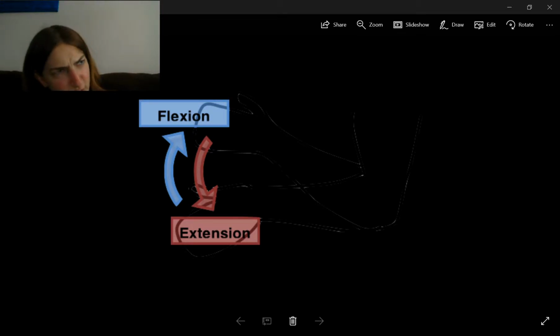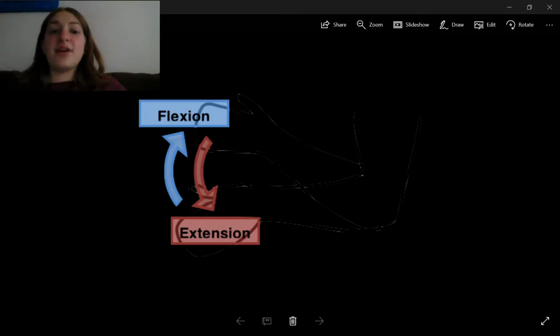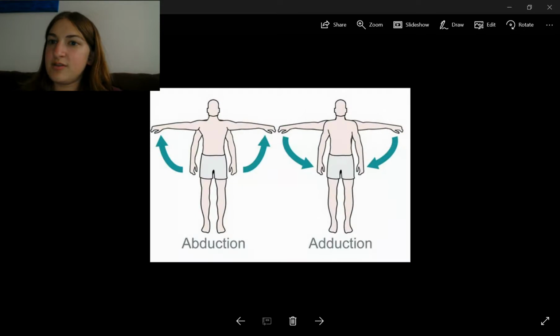Doesn't necessarily work with the neck. That's a different kind of movement altogether. Here, I need to sit up better. Let's see if I can get it. Maybe, I don't know. Okay, there is abduction and adduction.